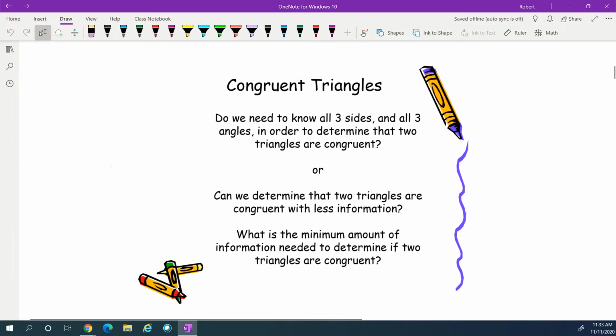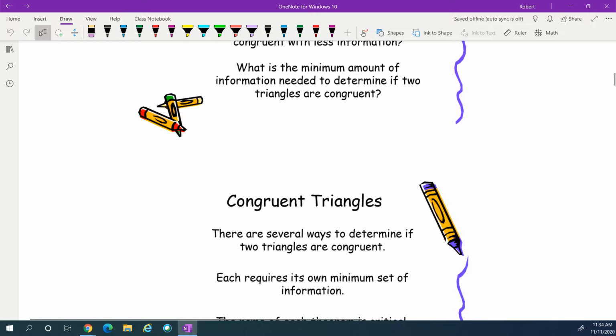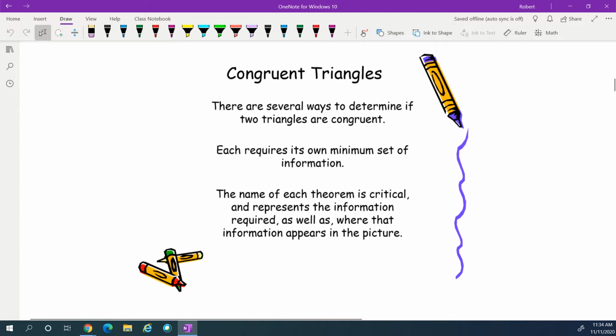The question we have to ask ourselves is, do we really have to know all of the parts? Once we know the triangles are congruent, we know all three angles are congruent and we know all three sides are congruent. But do we need to know all six parts in order to figure out that the triangles are congruent to start with? And the answer is no. We need some subset of information. There is a minimum amount of information that we need.